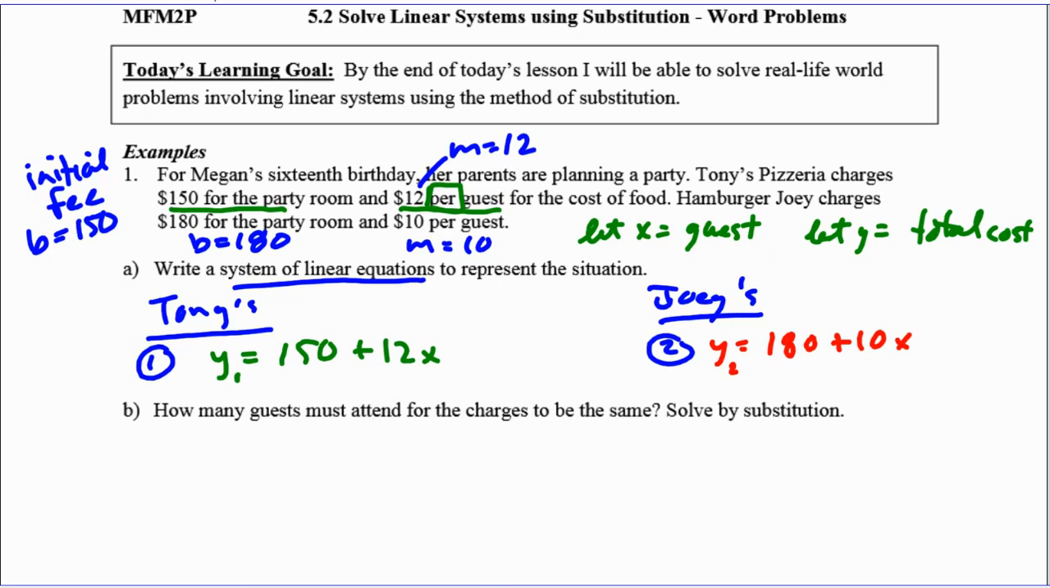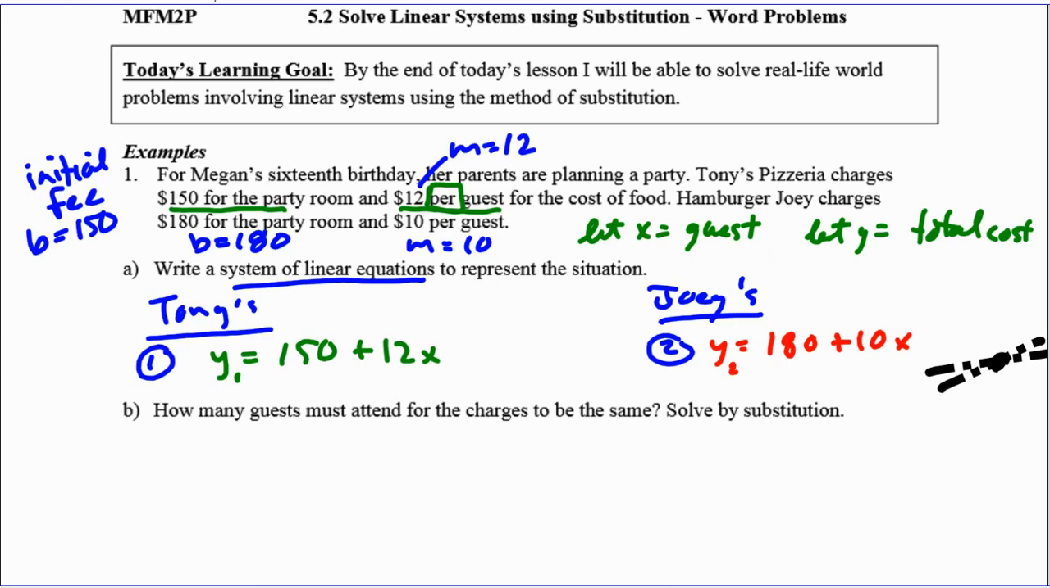Okay, now B says, how many guests must attend for the charges to be the same? So when do both restaurants make the cost the same? At first, you'd be paying more for Joey's, but less per guest. Here, you'd be paying less for Tony's, but more per guest. So at some point, they meet and they crisscross. One would be coming up like this, one would be coming like this. At some point, they're going to meet.